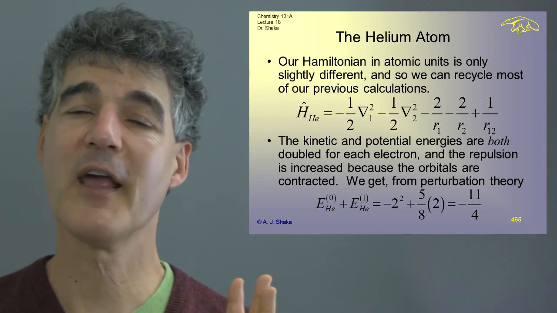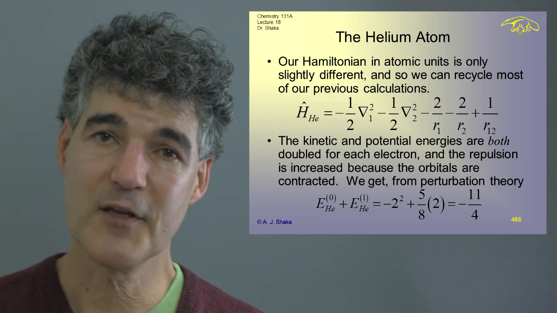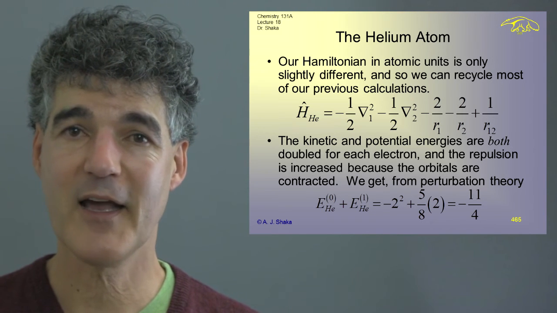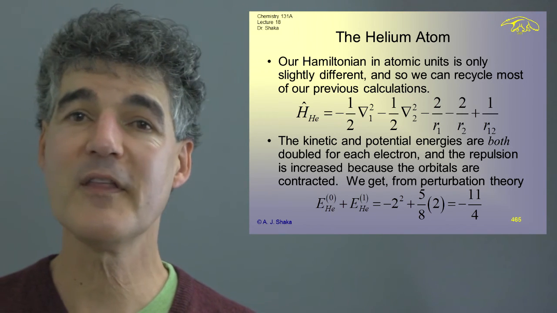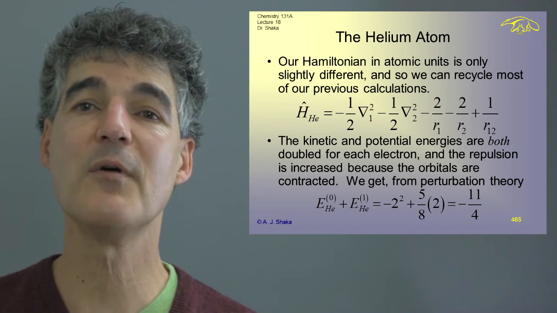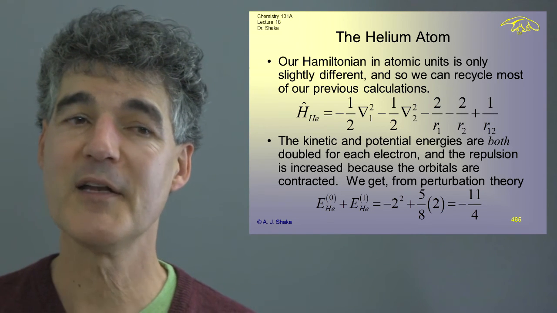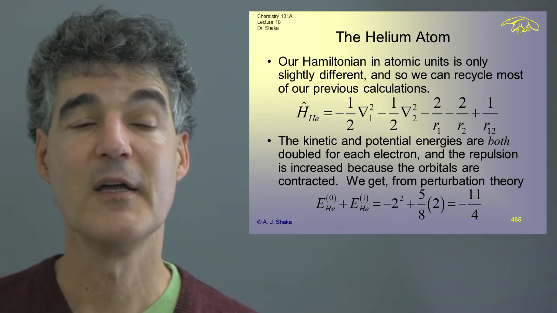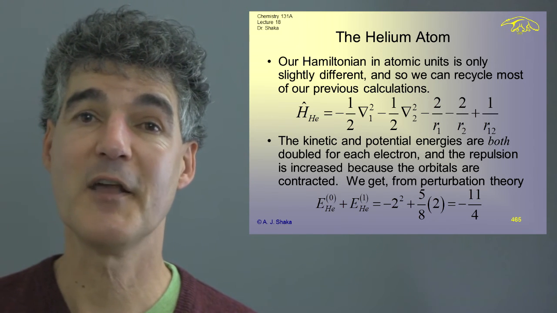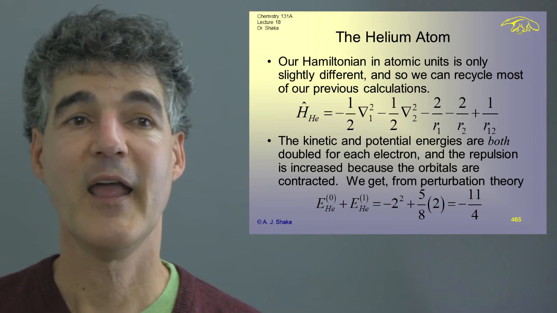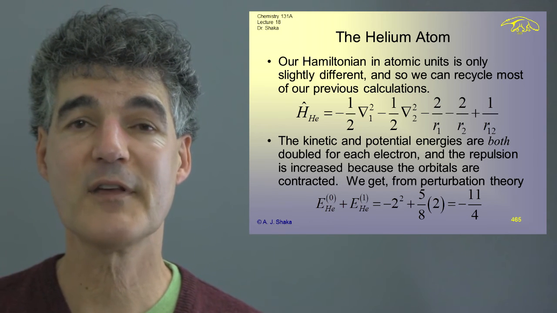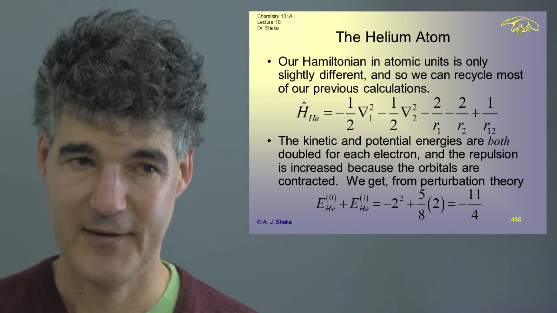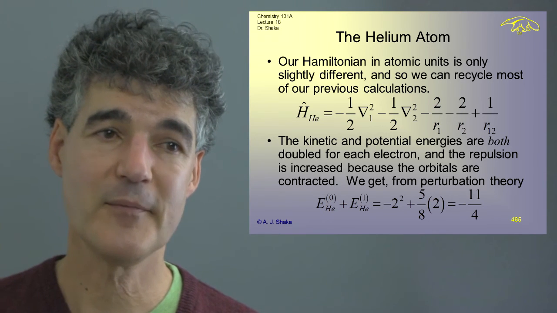So here I've written the Hamiltonian in atomic units for helium. The kinetic energy is exactly the same, -1/2 del squared. And then the only thing that changes is we've got -2/R1, -2/R2, and then +1/R12. So the repulsion integral is the same. That's done. And the only other thing is the other things have a 2. And so that's easy to do. So that we can scale.